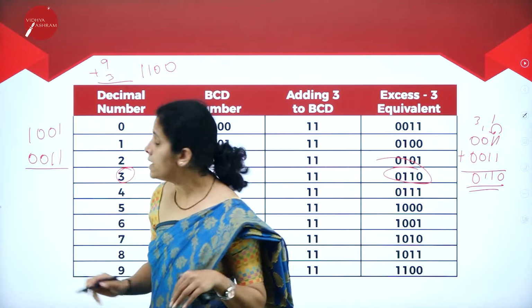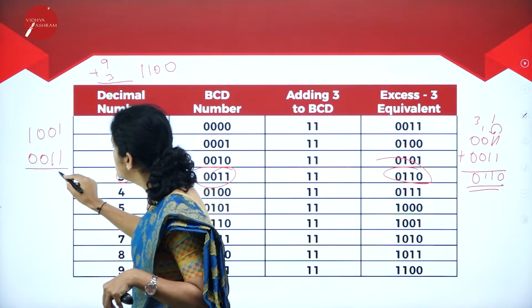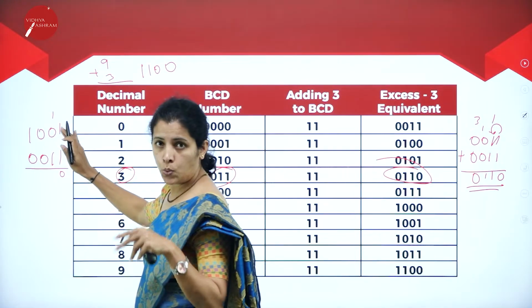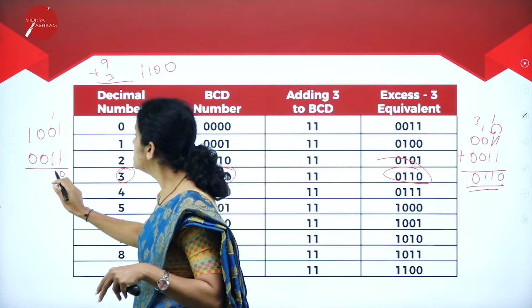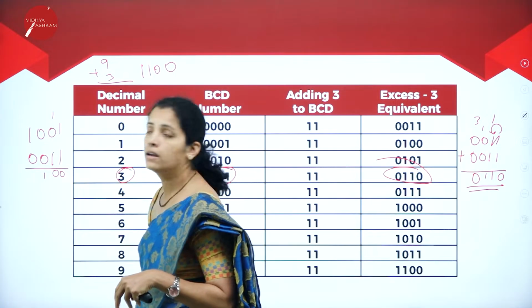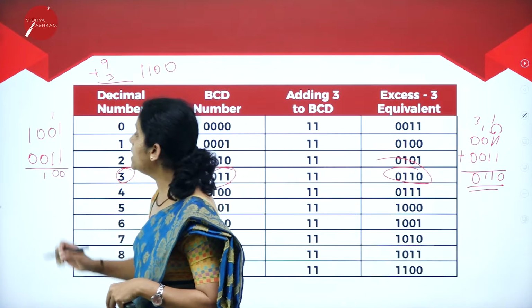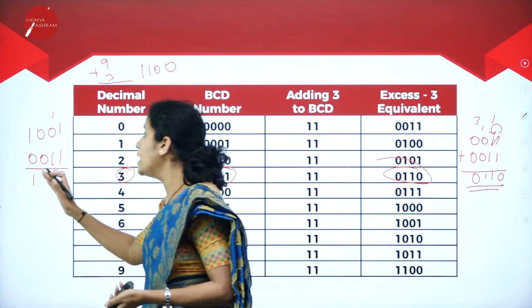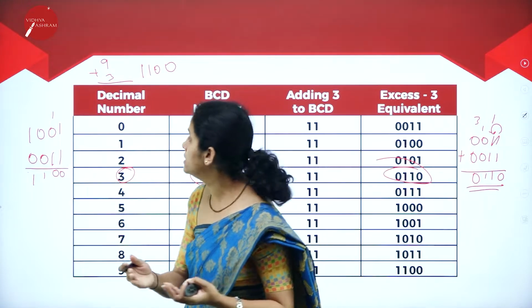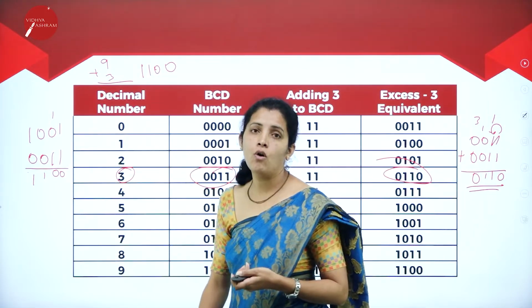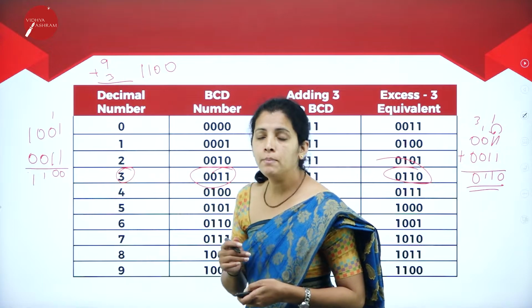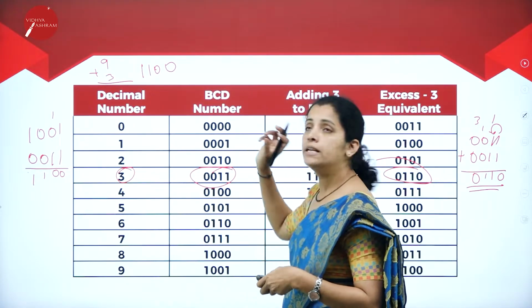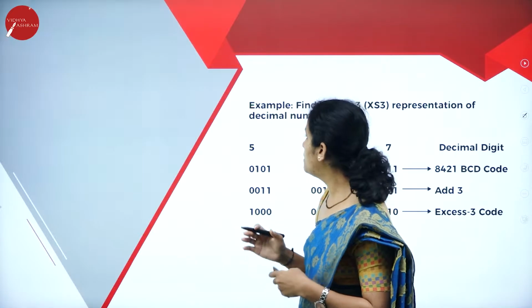Now I'm having 1 plus 1, it is 0 and 1 is carry. 1 plus 0, it is 1, and 1 plus 1, it is 0 and 1 carry. Now at the end I am having 0 plus 1, it is 1. So 1100 is nothing but the binary representation of given decimal number 12. This is the way I can convert the BCD number to Xs3 numbers.